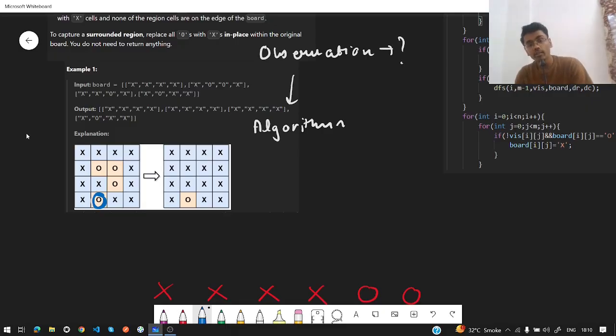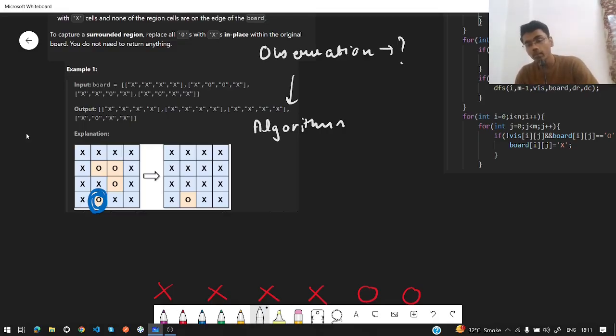Also, all the zeros that are connected to it will also not be converted to x, because they are connected to this particular boundary zero either horizontally or vertically. We will understand in more detail with the help of one example in which we will dry run, but how our algorithm will work, let us understand that first.